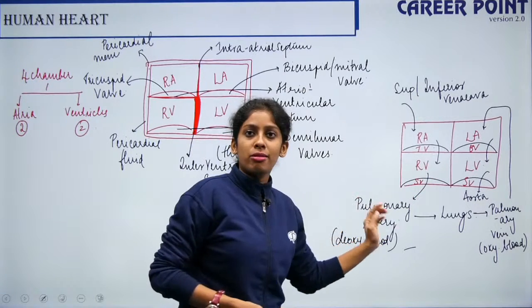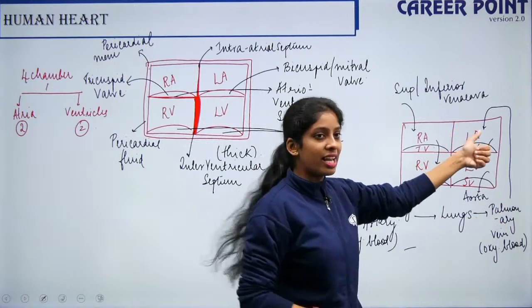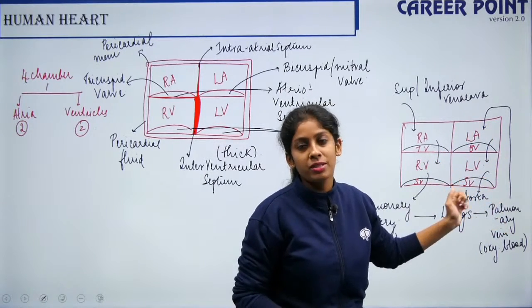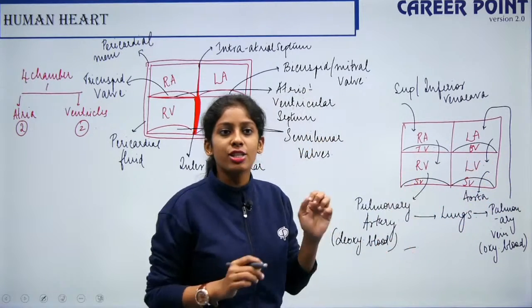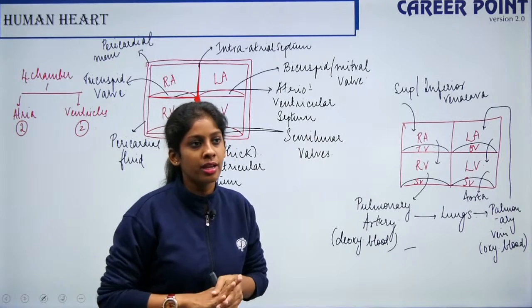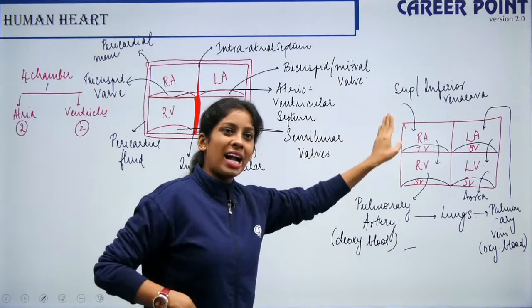From the pulmonary artery, it moves inside the lungs, and through the pulmonary vein, it reaches the left atria. The bicuspid valve opens, and it moves into the left ventricle. The semilunar valve opens and it moves into the aorta. Is the flow clear? Is it not easy? Yes? Clear now? Fine.